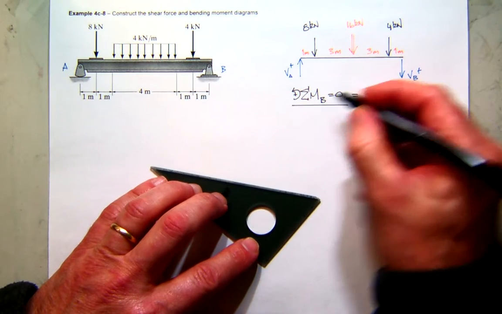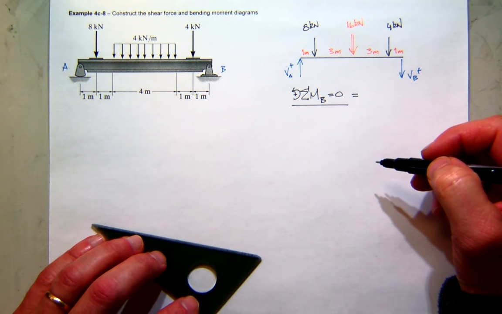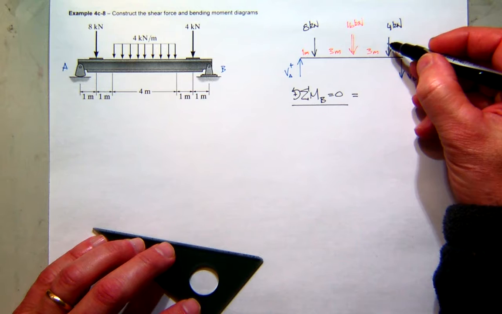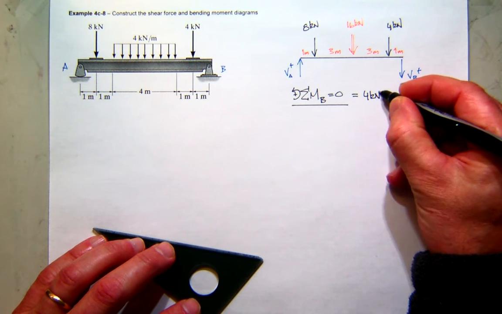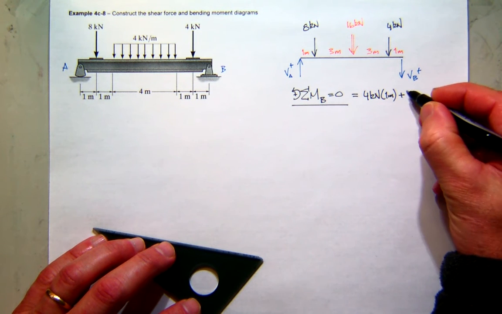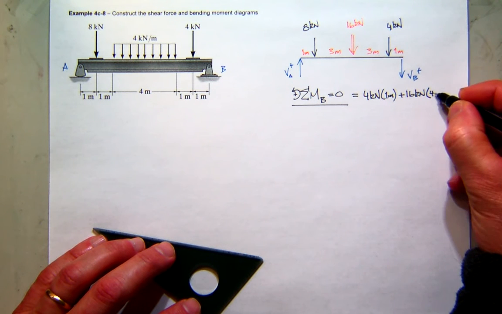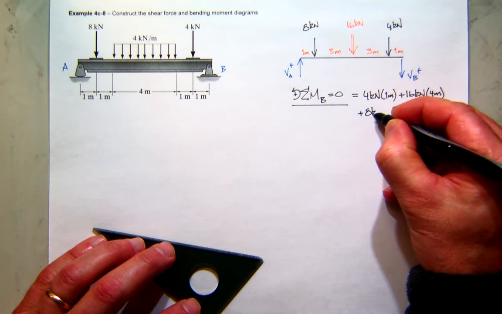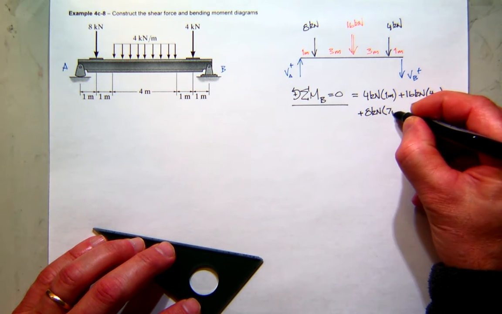So when I do that, I'm going to use right-hand rule. So summing moments at B, all these forces create what kind of moment about B? Positive or negative? Positive. So 1, 2, 3, 4 forces. We'll start with this one. So positive 4 kilonewtons with a moment arm of 1, plus 16 kilonewtons with a moment arm of 4, plus 8 kilonewtons with a moment arm of 1 plus 3 is 7.